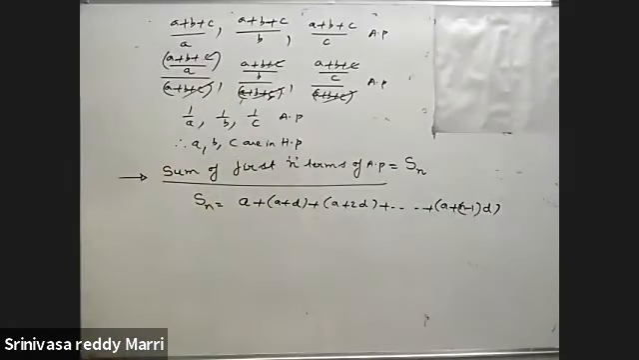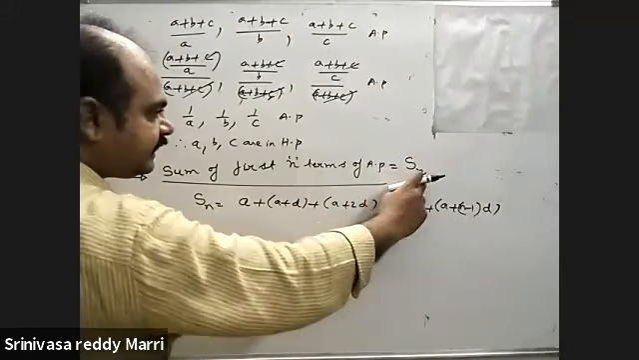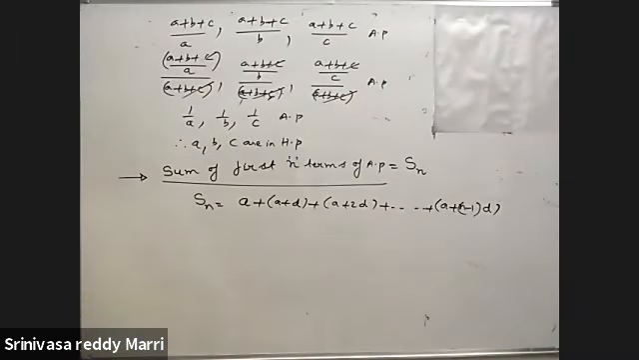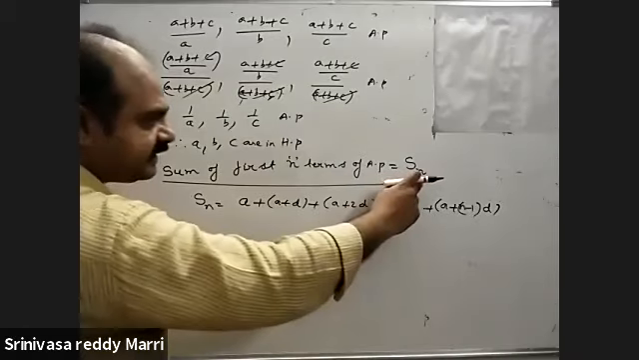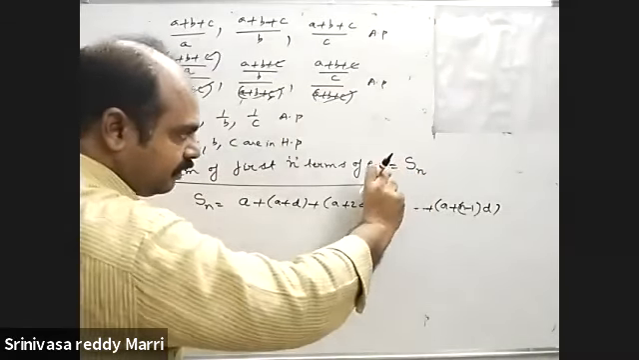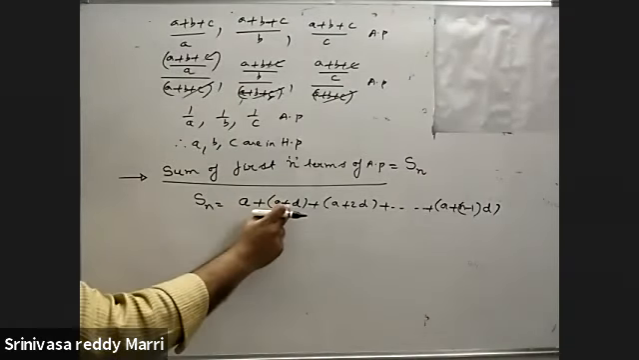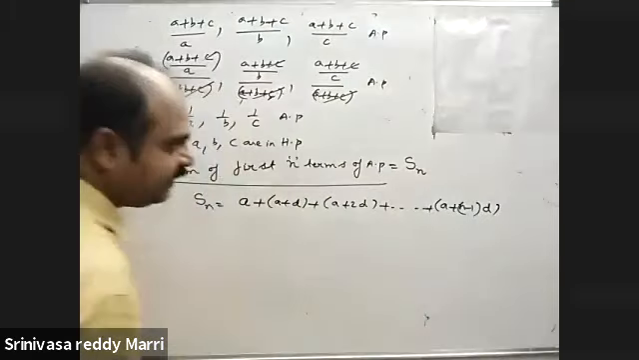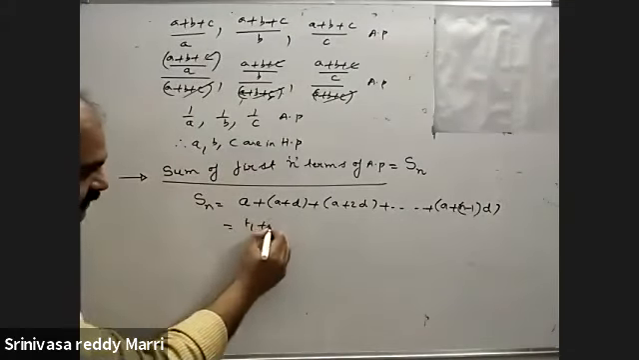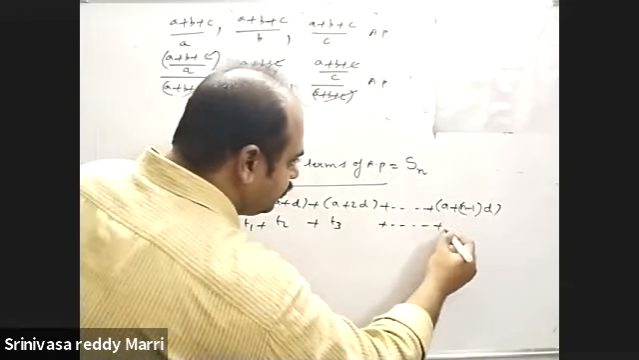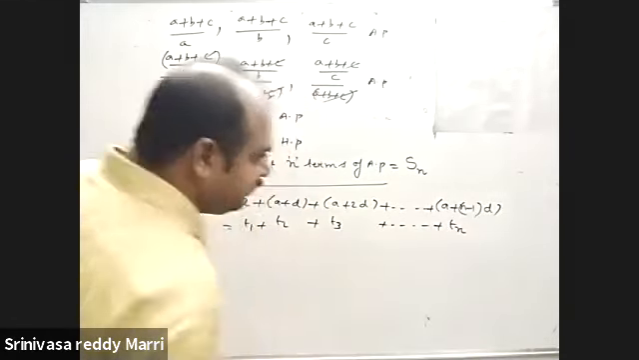Here n indicates that we are calculating the sum of first n terms. Suppose you want to calculate the first 10 terms, it is S10. If you want to calculate the first 2n terms, then here it will be 2n. This suffix indicates the sum of first n terms. It is a, a plus d, a plus 2d, and so on; this is T1, the first term, this is T2. First n terms means from the starting term up to n terms.